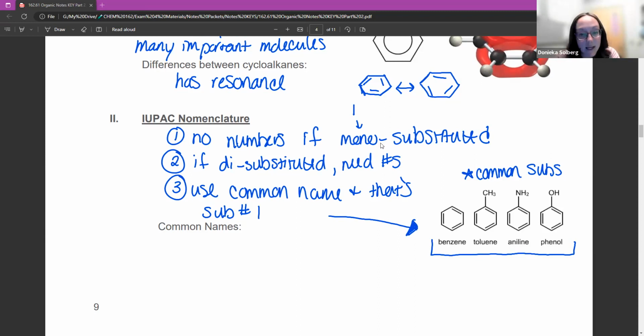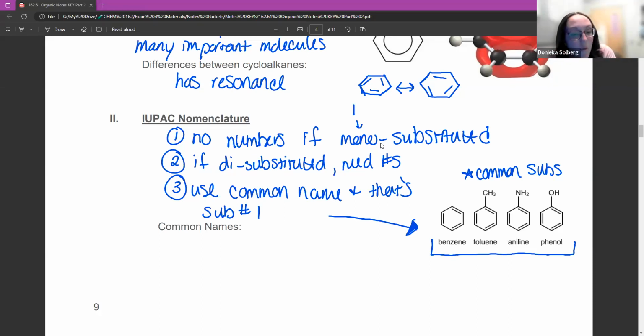You don't need to tell me where it is, because if it's just on one, I assume that that's carbon 1. It doesn't matter, because I can put it on any of those carbons and it's the same thing. So no numbers if it is mono substituted. If it is di-substituted, you do have to have the numbers, because you have to tell me if the groups are on carbons next to each other or carbons across from each other, so on and so forth.